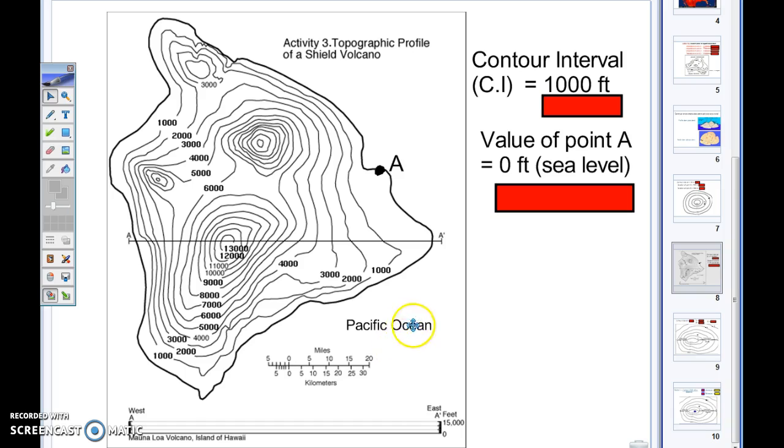Sometimes the maps will have the ocean labeled. So here we have Pacific Ocean, and I just put this in, labeled. So if it were labeled here, we can determine that the first contour line, if it meets with the ocean, is at sea level. So therefore it would be 0 because contour lines measure elevation above sea level.